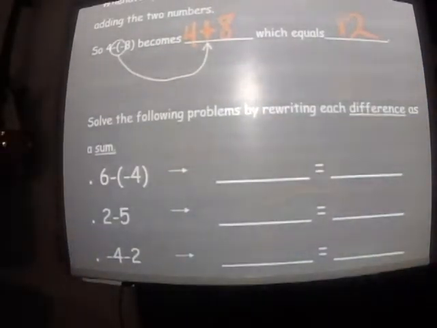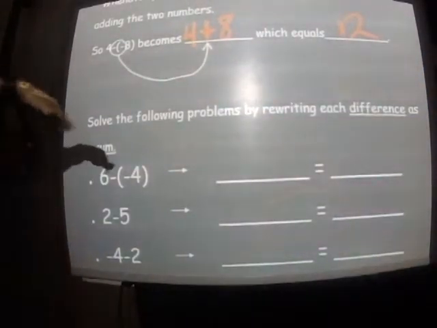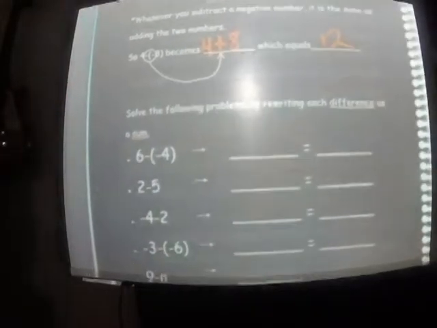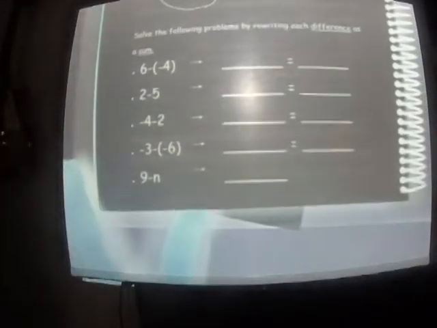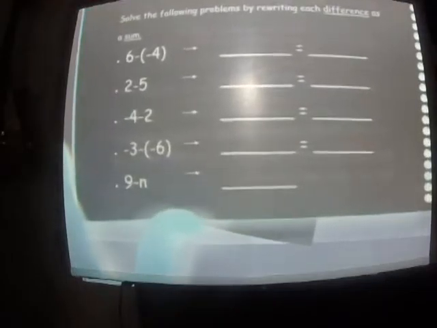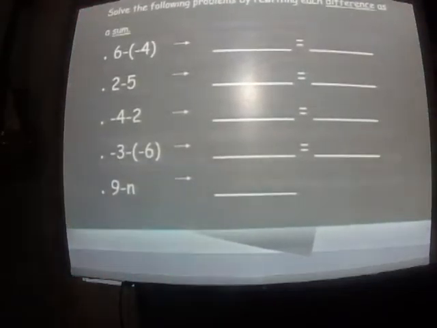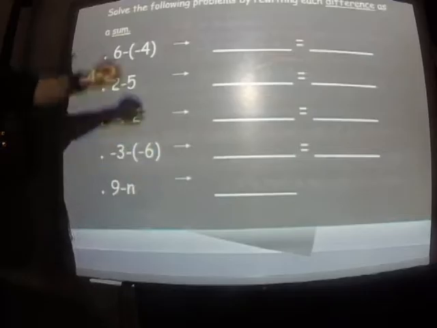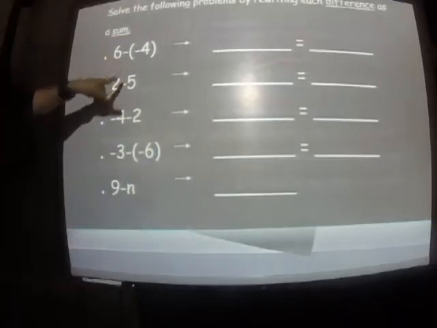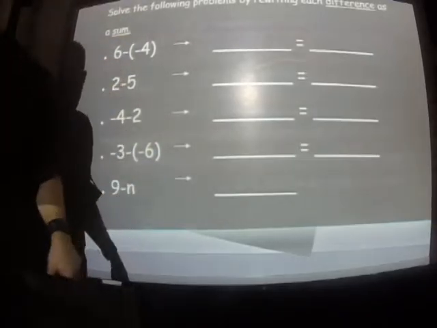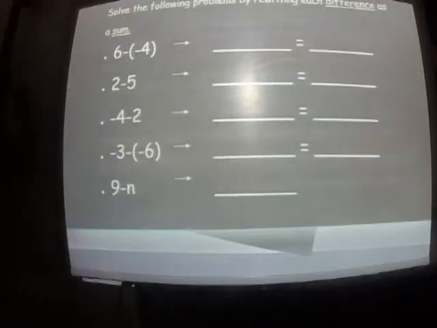Just like that. All right, we're going to work a few problems. These problems on this little list right here are what you're going to see on objective 3. I know you probably saw some of them yesterday. Solve the following problems by rewriting each difference. These are all differences. There's a minus in between on all of them. Rewrite the difference as a sum without messing up the value.